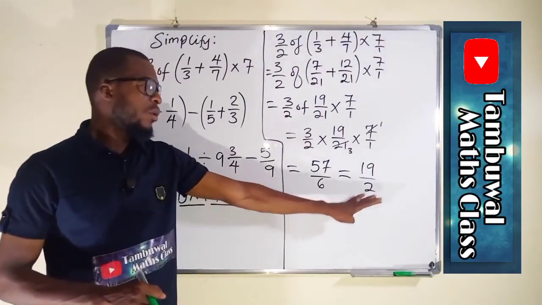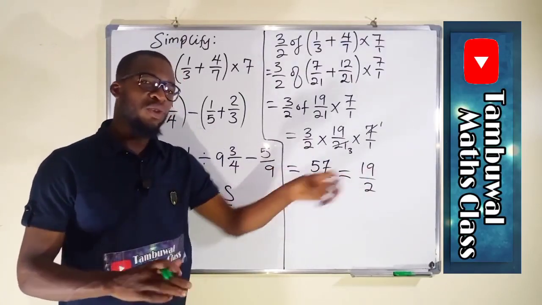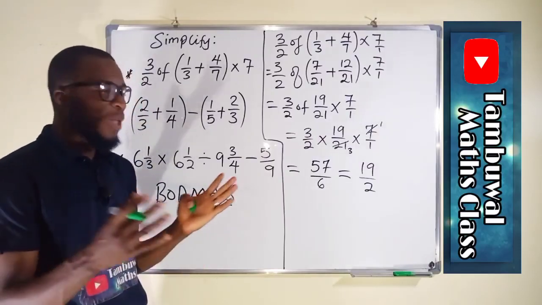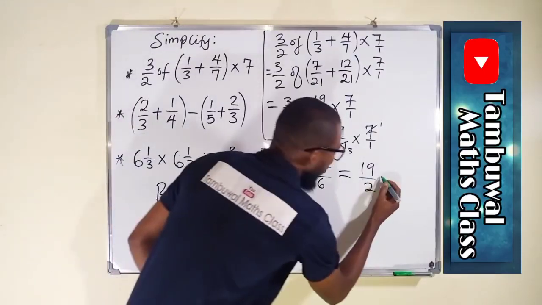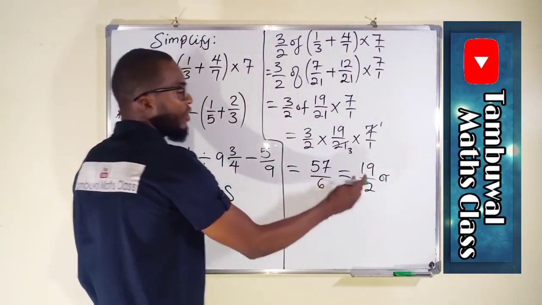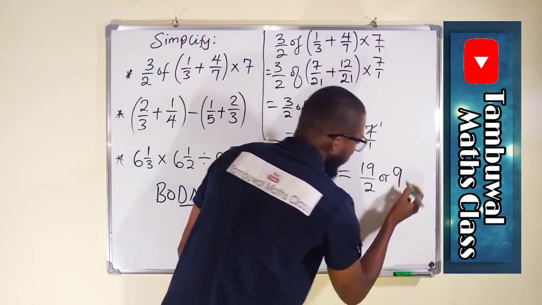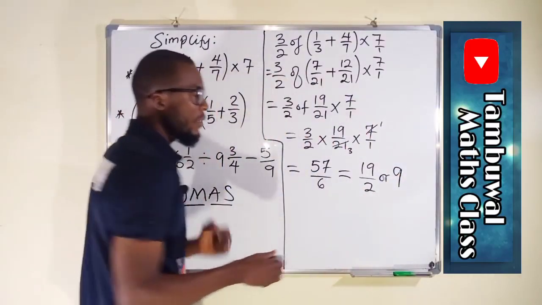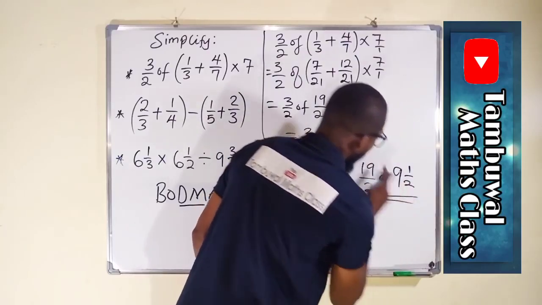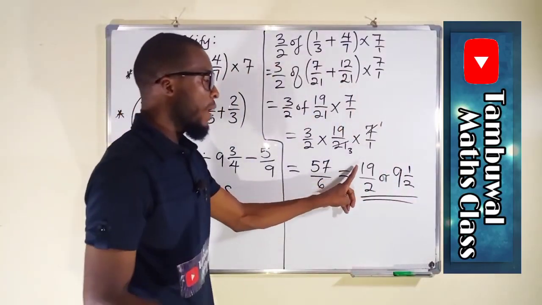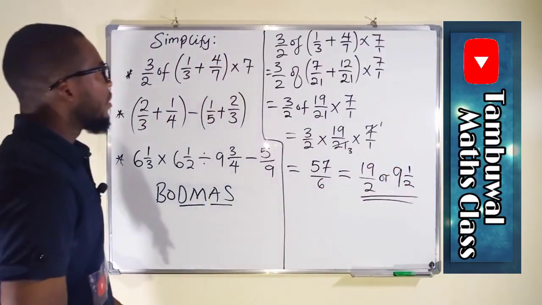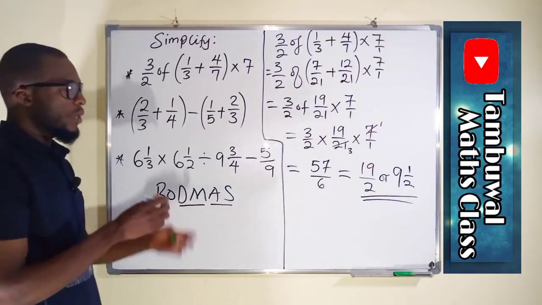This is our final answer because 19 and 2 do not have any common factor, but still we can reduce it into a mixed number. Therefore, 2 can go into 19 9 times, but we have a remainder of 1 out of 2. So either this is an improper fraction, or this is a mixed number. Let us move on to the next one.